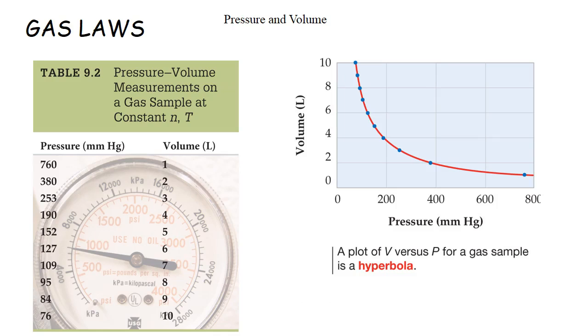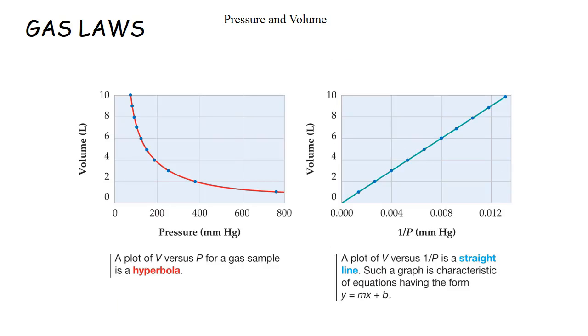Now you could have done it the other way, it doesn't really matter, take the same gas, put it in a smaller container and measure the effect on the pressure. That would give you the same shaped curve. And so here what you get is a hyperbolic curve. That's shown here on the left, but if instead we plot volume versus the inverse of pressure, volume versus 1 over p, then what you get is a linear graph.